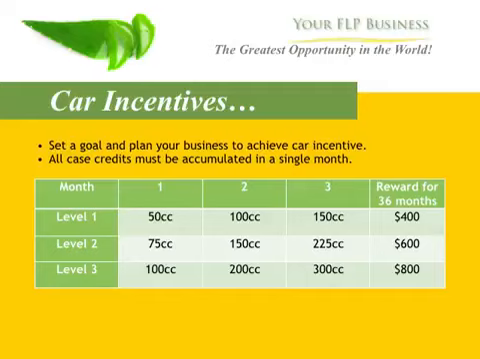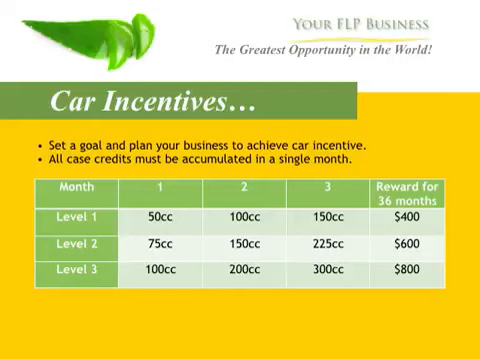Now, the car incentive in detail, here you can discuss it with that person. So, first, you can set a goal and plan your business to achieve the car incentive, and all case credits must be accumulated in a single month. So, how to earn $400 to $800 for the next 36 months? You just need to accumulate these CC or case credits in 3 consecutive months. And you can explain the table.